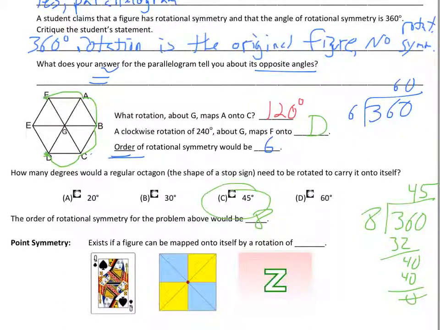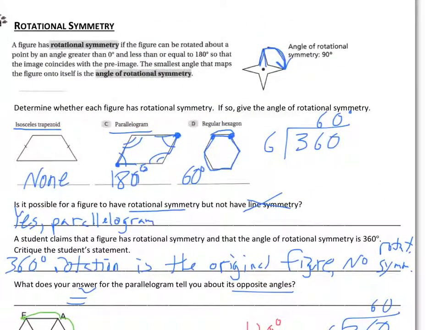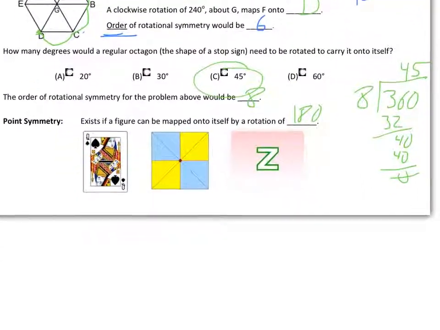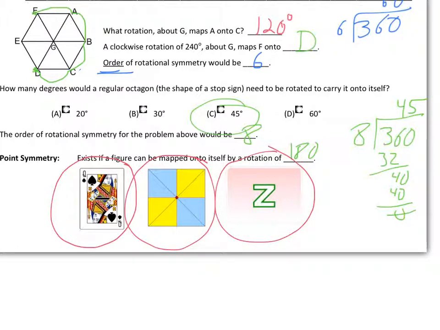Okay? Point symmetry exists if a figure can be mapped onto itself by rotation of 180 degrees. The parallelogram we looked at up here, this one has point symmetry because if you rotate it 180 degrees, it maps onto itself. The hexagon, this one, we rotate it 180 degrees, it would map onto itself. So yes, it has rotational symmetry as well. And they give you some examples here. You rotate this 180, it maps onto itself. So these are all examples showing point symmetry.